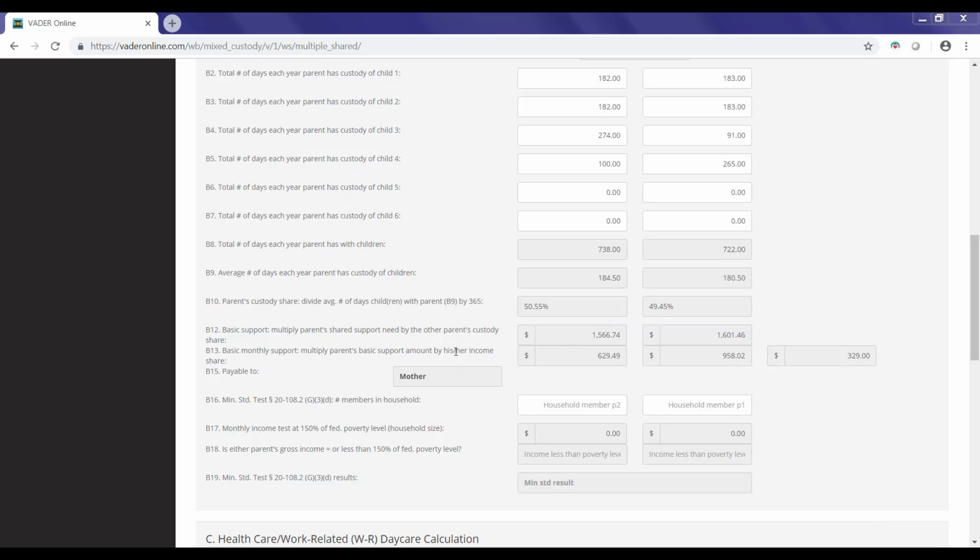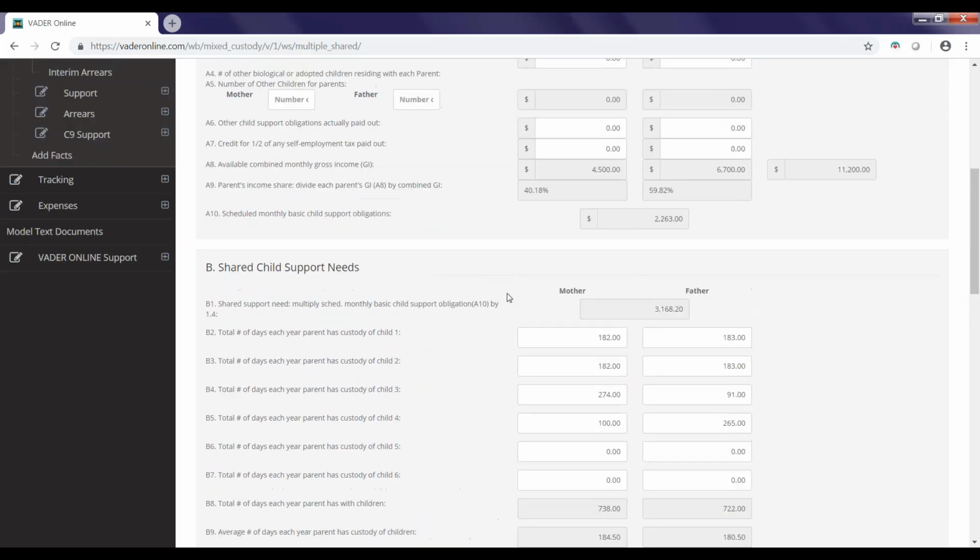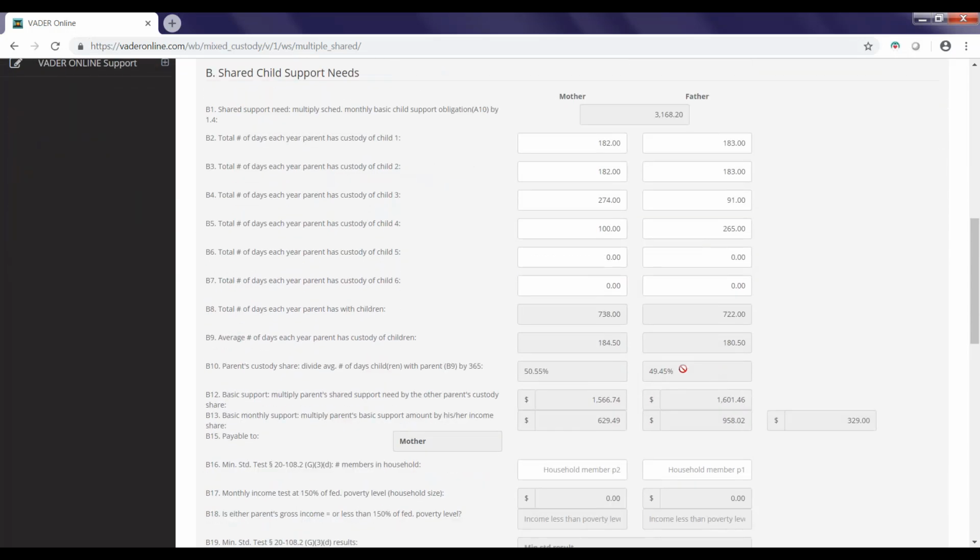So remember that the basic guideline amount in this situation is $3,168.2. So you're going to multiply that number by father's custodial share, and that gets you to $1,566.74. You multiply that same number by mother's custodial share, which gets you $1,601.46, and then you multiply each of these numbers by the party's income share.